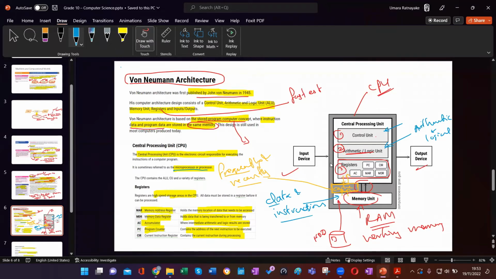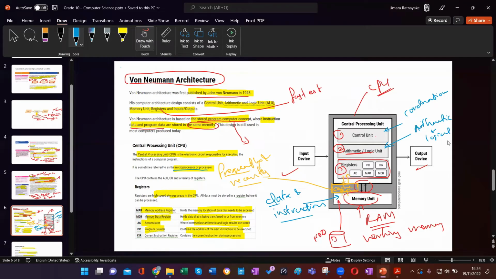And the control unit is responsible for coordinating. The data and instructions have to come from the input devices, be passed on to output devices, and be read from the RAM to the register and back to the RAM. This whole process is coordinated by the control unit. This does the coordination of tasks related to the von Neumann architecture or the stored program concept.